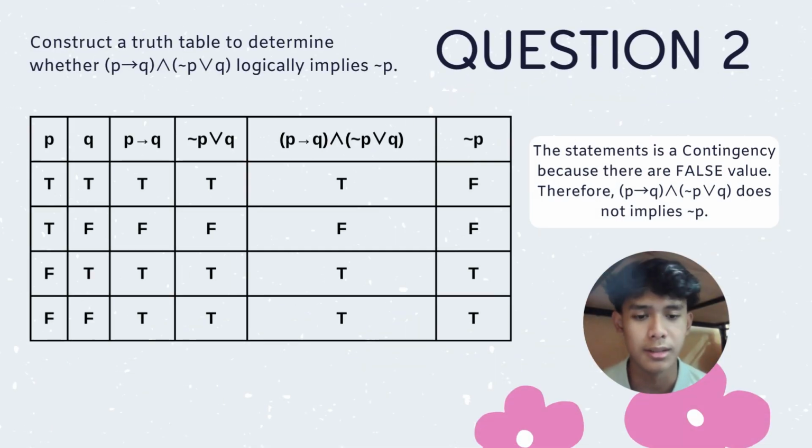So moving on to the next question, number 2. The question says: construct a truth table to determine whether (P implies Q) and (negation P or Q) logically implies negation P.